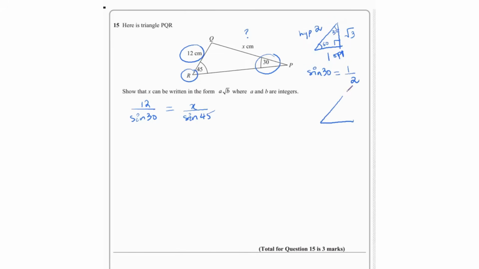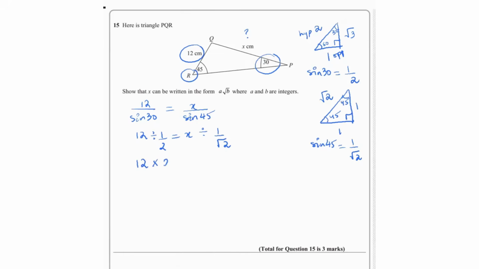Now for sine 45, we make the 45, 45, 90 ratio. So the lengths opposite to 45 are going to be 1, which means the length opposite to 90 is going to be root 2. So sine 45 is going to be 1 over root 2. You can make either of these the opposite because it's the same angle. So 12 divided by 1 over 2 equals x divided by 1 over root 2.